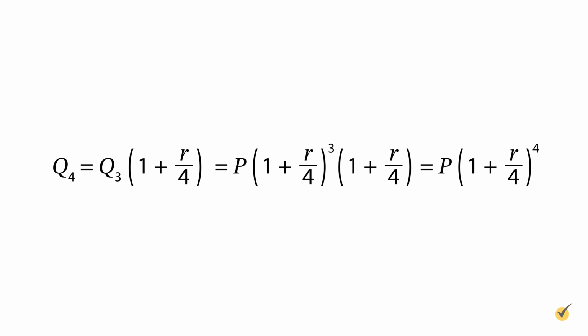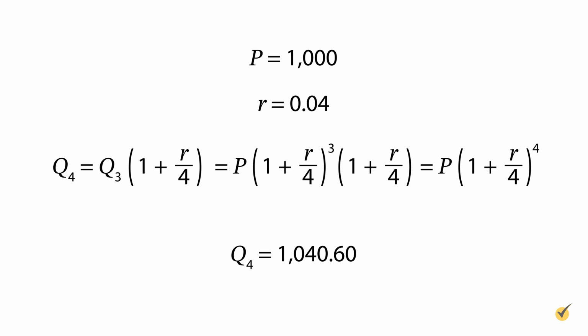The fourth quarter balance, Q4, can be calculated by taking Q3 and adding on the rest of the interest for the year. Plugging in the numerical values for P and R, we get that William's ending balance is indeed $1,040.60. In the final quarter, his interest grew again, and in the end, he had 60 cents more than Dominic. While 60 cents is relatively inconsequential, that difference would grow exponentially from year to year.